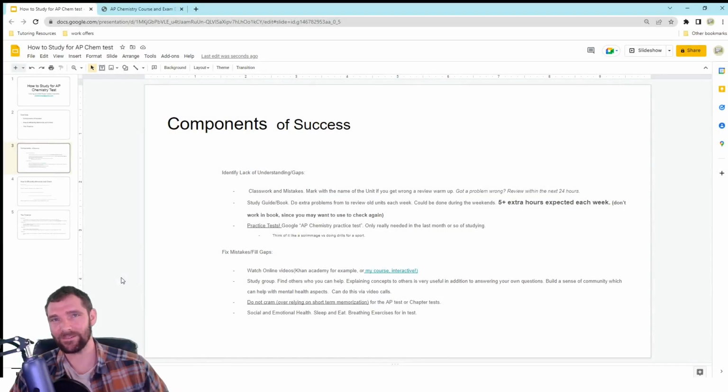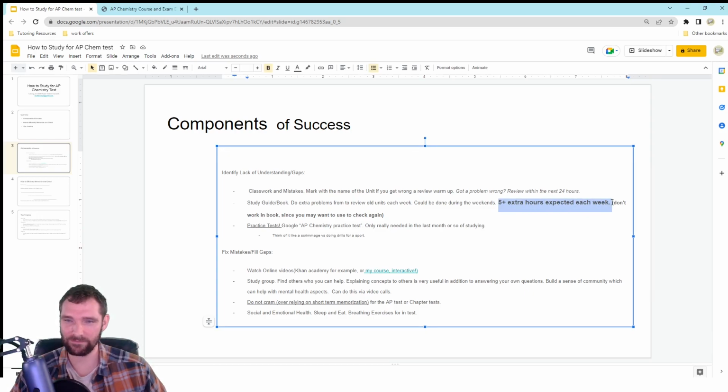To get a 5 on the AP chemistry test, you need to know what you don't know, and you need to figure out how to learn that, right? And this is going to take extra work. Now, the AP College Board recommends, I think it's 5 extra hours or more each week for AP Chemistry. And if you're not doing that, it's going to be very difficult to get a 5.